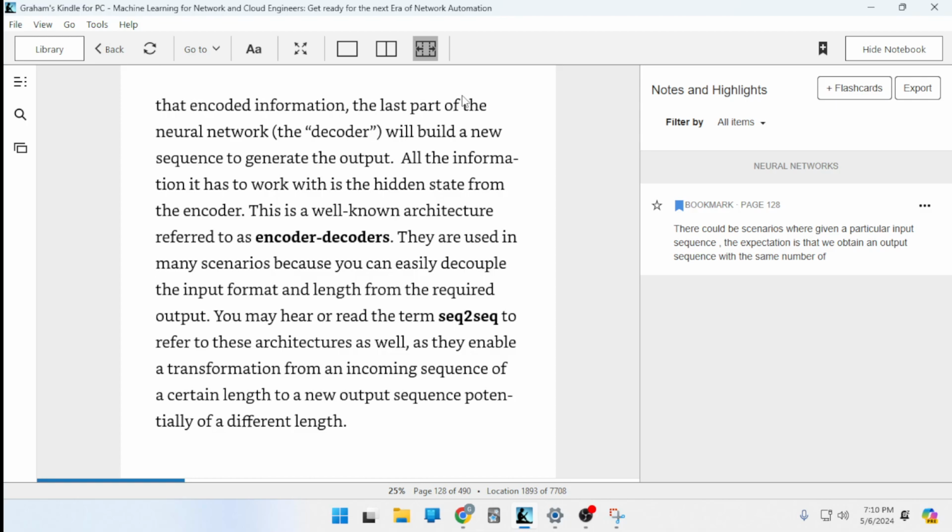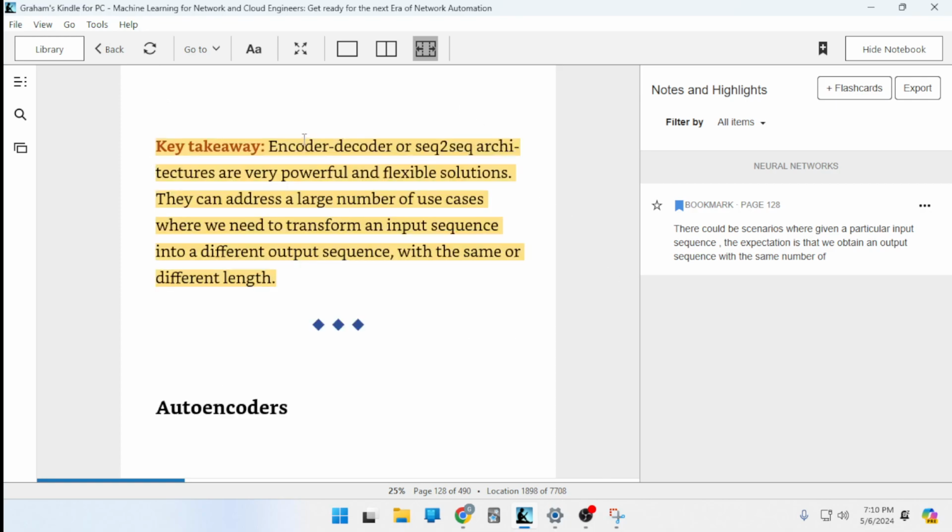You may hear or read the term seq to seq, SEQ to SEQ, to refer to these architectures as well, as they enable a transformation from an incoming sequence of a certain length to a new output sequence, potentially of a different length. Key takeaway: encoder-decoder or seq-to-seq architectures are very powerful and flexible solutions. They can address a large number of use cases where we need to transform an input sequence into a different output sequence with the same or different length.